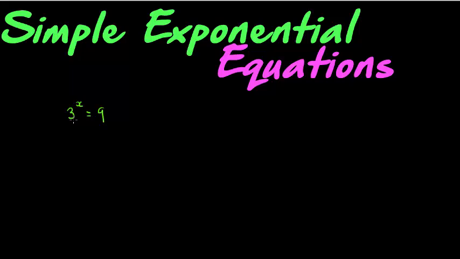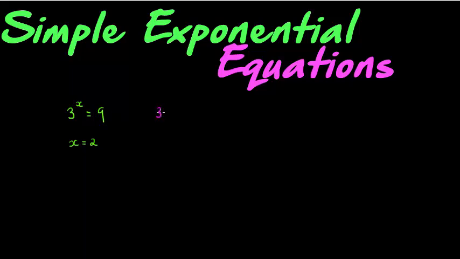And basically what we're saying here is we're asking the question, what exponent must 3 have in order for the result to be 9? Actually, a very easy answer. X must be equal to 2. This method of solving is called inspection. In other words, I'm trying values in the unknown's place to see what will give me an answer of 9.